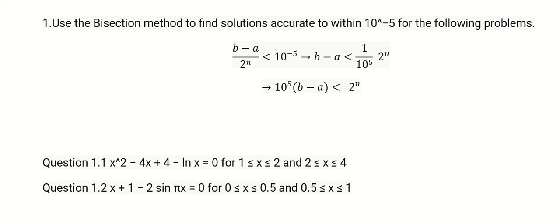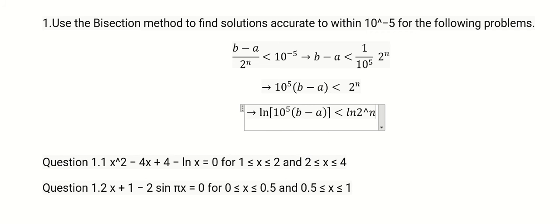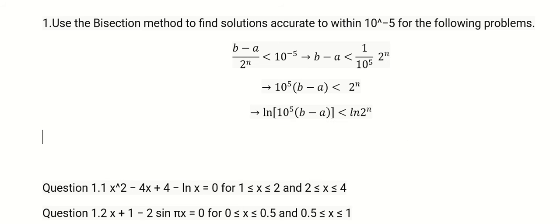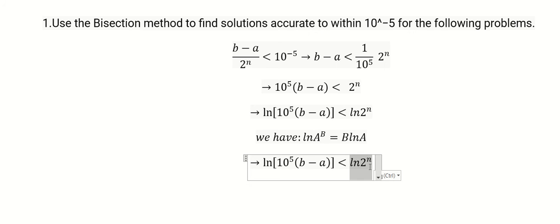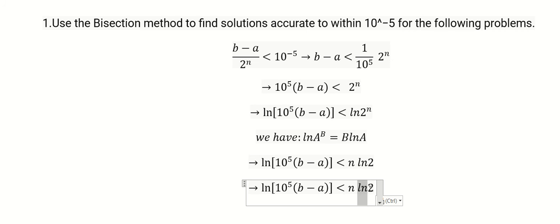Next, we take the natural log of both sides. So for this one, we have the formula here. Now we need to transform this one into this one. Then we divide both sides by ln 2.